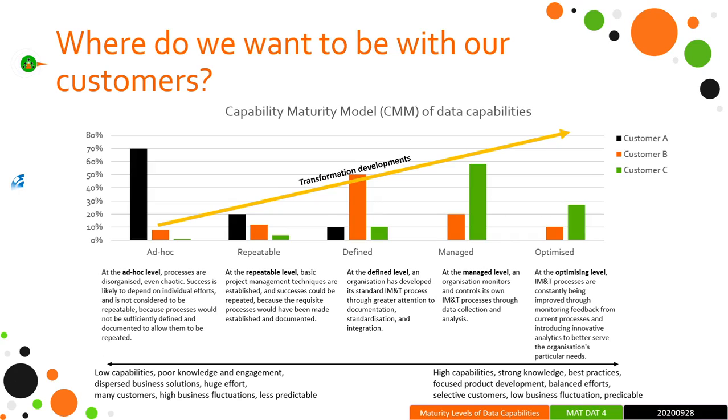At the optimizing level, the data capabilities are constantly being improved through monitoring feedback from current processes and introducing innovative analytics to better serve the organization's particular needs. For instance, customers B and C are leading continuous innovation projects by introducing predictive to prescriptive data solutions throughout their business processes. So here is the question: where do you want to be with your customers? In the longer term, ad hoc type of organizations won't survive in the digital transformation economy and won't develop the capabilities or culture to retain knowledge and talent.